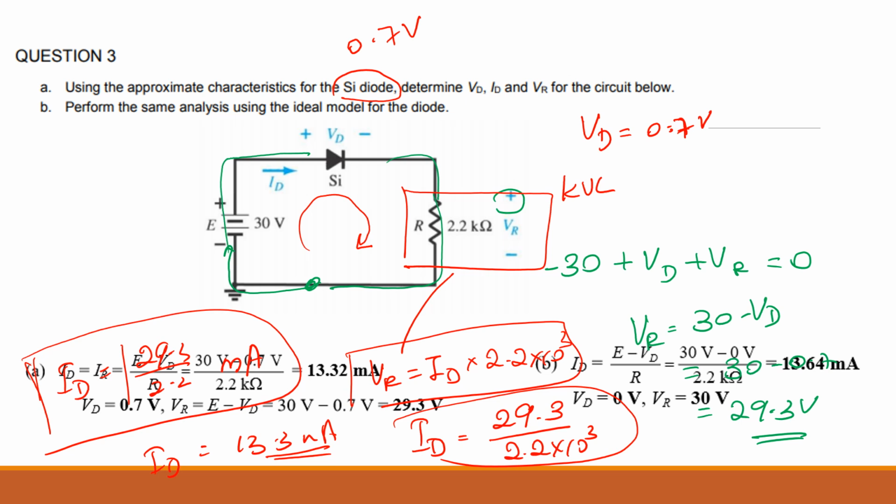Are we good? So part B will be what? You can do part B now. The only difference that you have in part B is the ideal condition for VD. The voltage across the diode we consider as 0, so your VD is 0. The rest of the things you can do by substituting VD as 0. Then your VR is 30. Am I right? Then your ID is 30 divided by 2.2 milliamps.